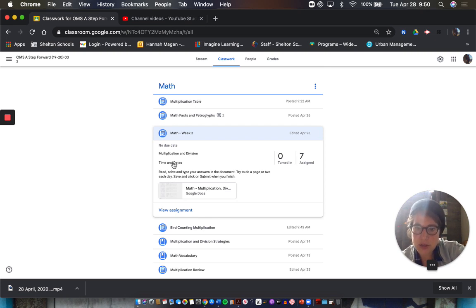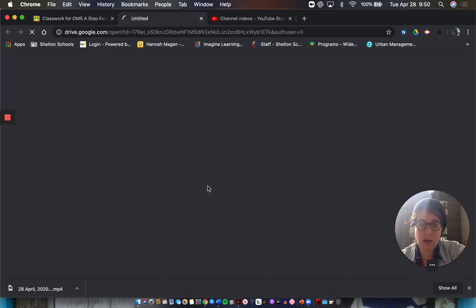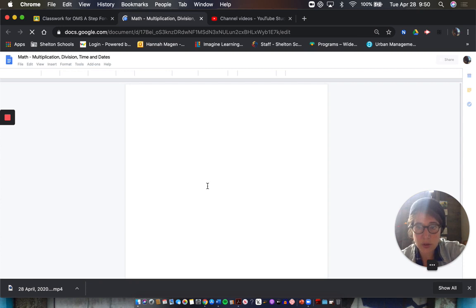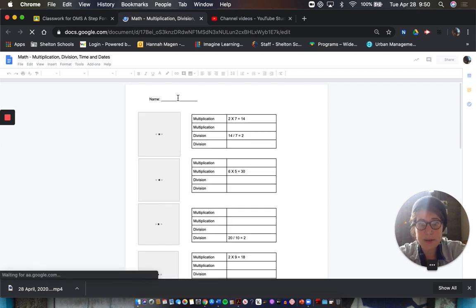There are also some time and date questions in this packet. It says read and solve and type your answers in the document. Try to do 1 or 2 pages each day. Save your work and click submit when you finish. This is another Google document. Click right on it and it'll open this Google Doc that you can work right in.